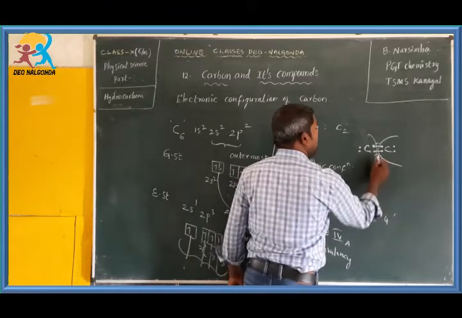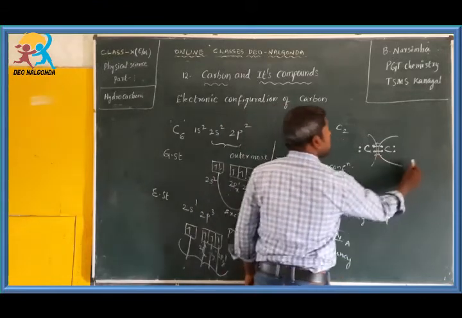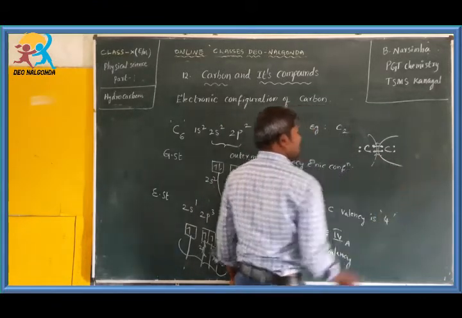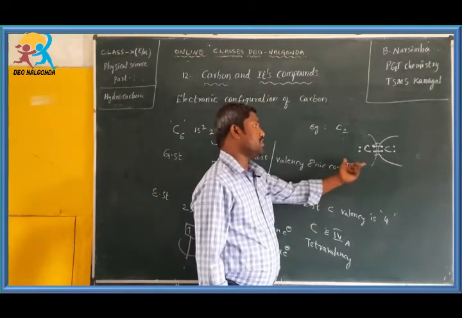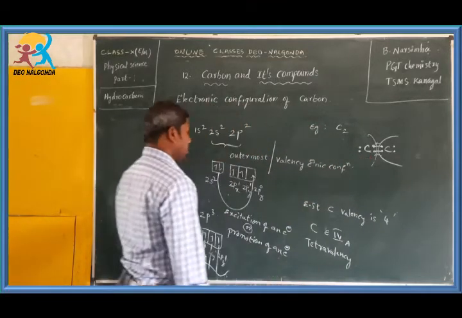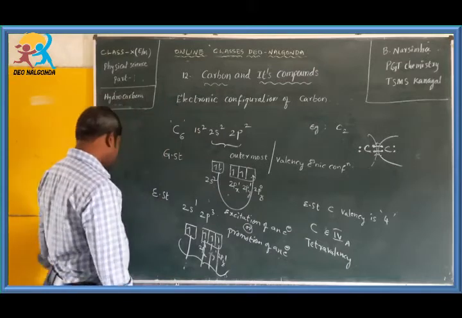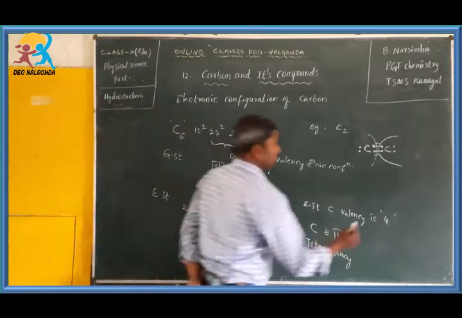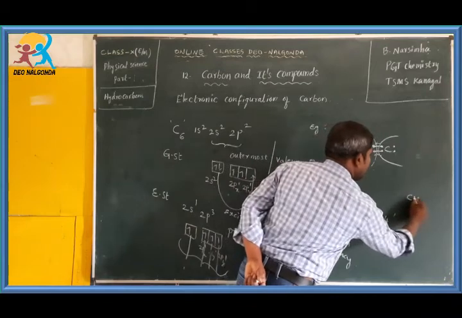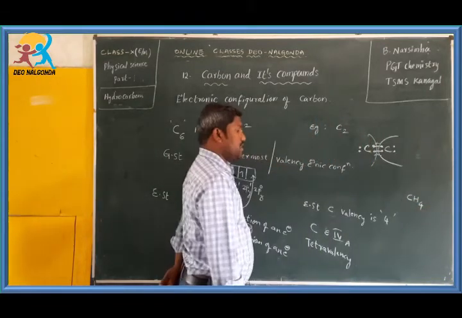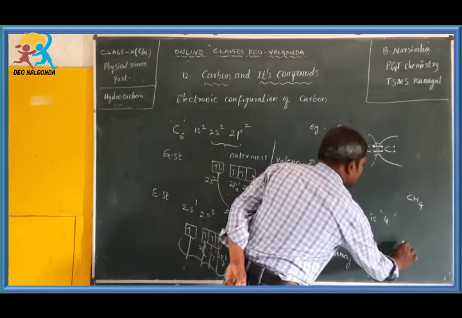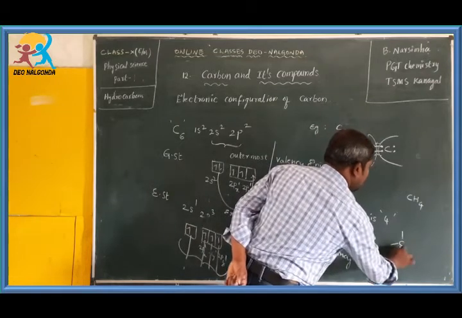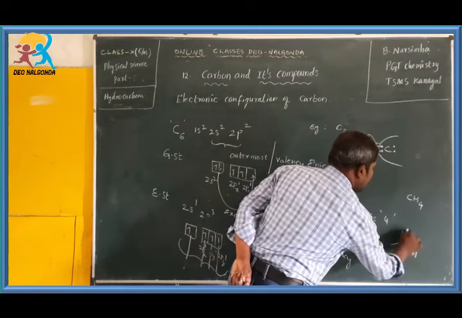Here, what is the hybridization? sp hybridization takes place. This is the C2 molecule. And in the excited state, the best example of carbon is the methane molecule, CH4, where carbon is bonded with 4 hydrogen atoms.